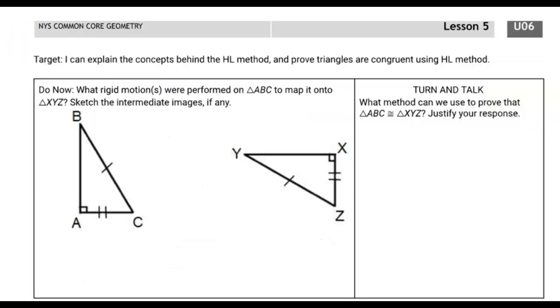First, let's take a look at the learning target. The target here is I can explain the concepts behind the HL method, that's the hypotenuse leg method, and then prove the triangles are congruent using the HL method. Really, we're going to be proving triangles during this lesson.